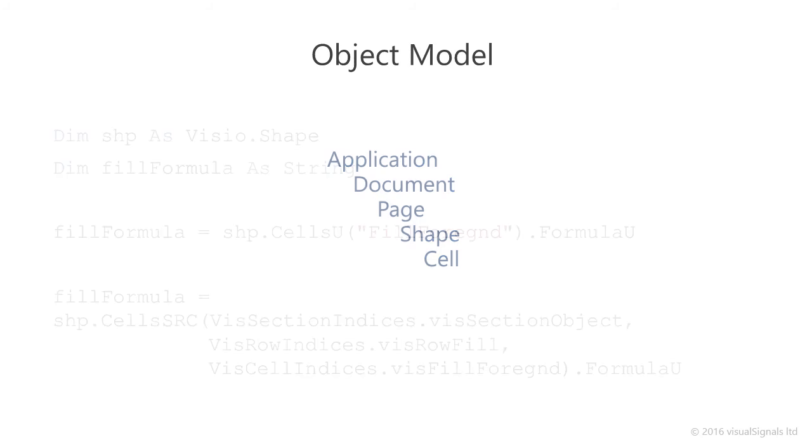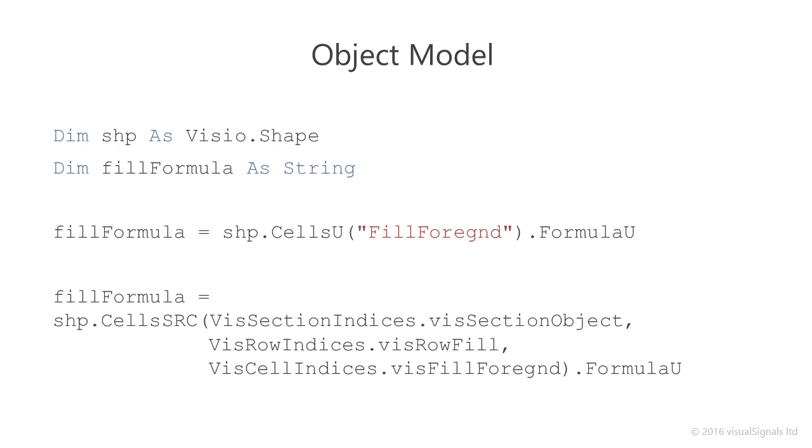However, conceptually you can still think of a shape as containing a series of shapesheet sections. Each section contains a series of rows, and each row contains a series of cells. Although there are section, row, and cell objects, you'll generally use shape properties to access the cells. There are two ways of doing this, by name and by position. For example, to access the formula of the fill foreground cell by name, you'd use shape.CellsU and the fill foreground cell name. And to access the same cell by position, you'd use the section row column syntax, or CellsSRC property, passing in the correct enum values.